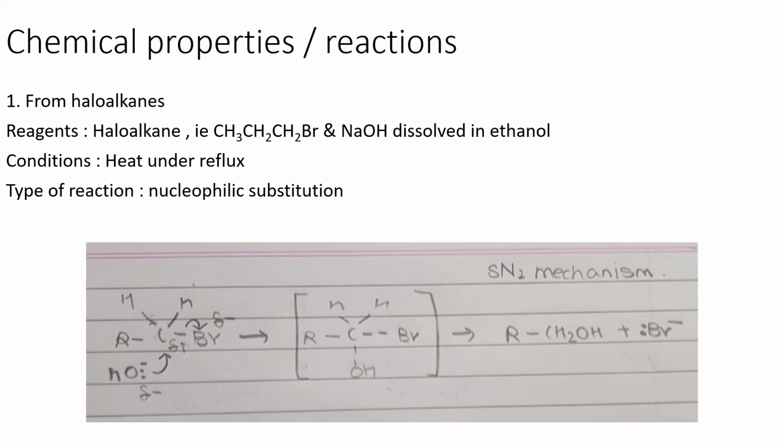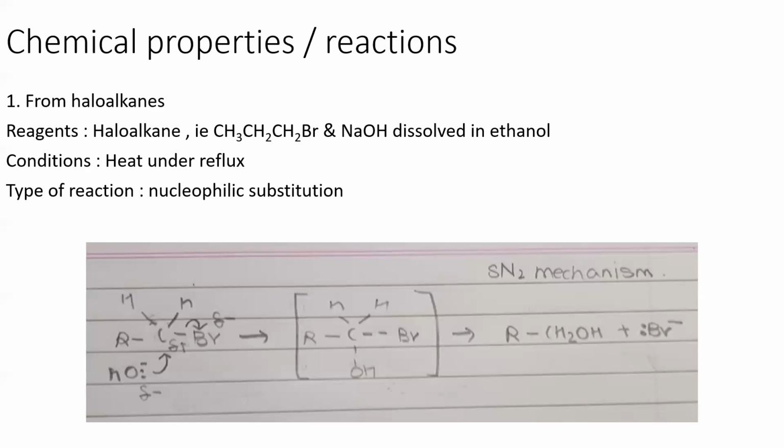Okay, so this will involve haloalkanes. Let's take an example of CH3CH2CH2Br and NaOH, which must be dissolved in ethanol. The conditions are heat under reflux. If you can remember, this is a nucleophilic substitution covered in the haloalkane chapter. Again, if you can't remember that, go watch the video again.